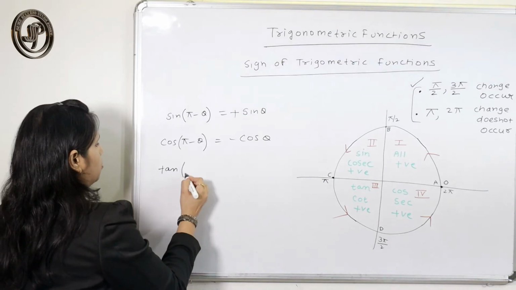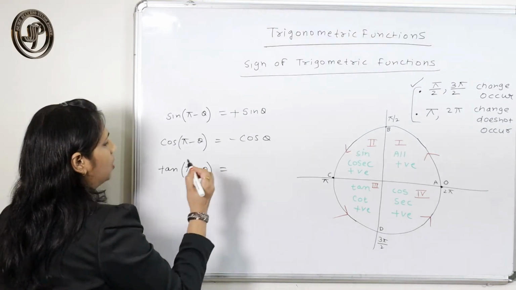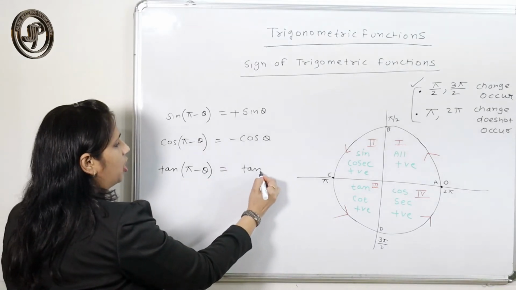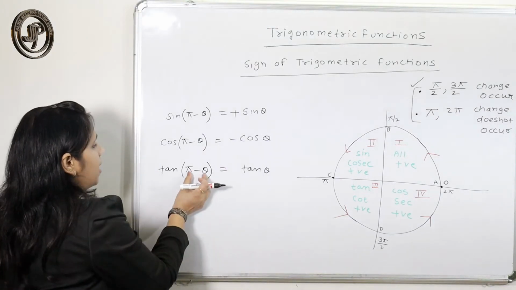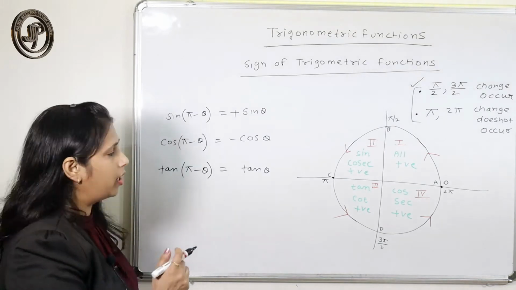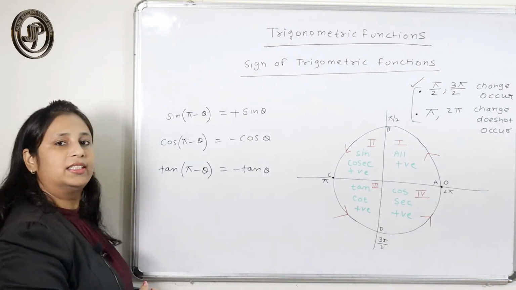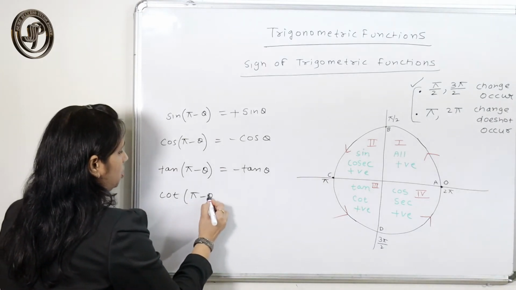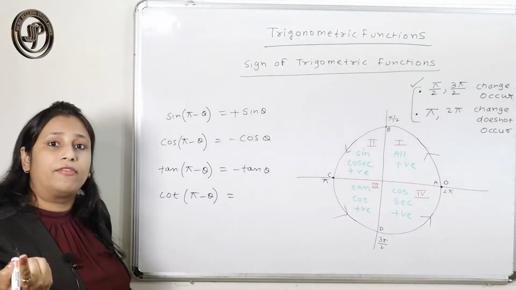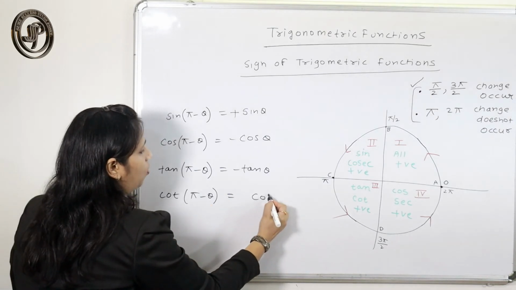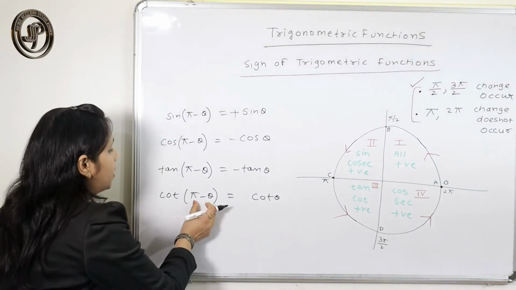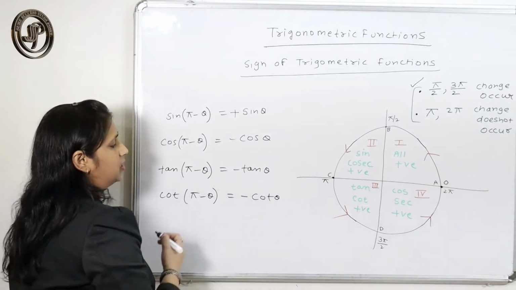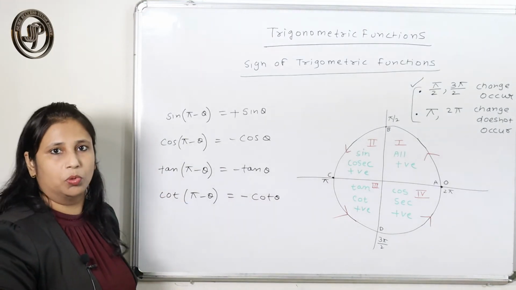Same way you can do all the trigonometric functions. You can write tan pi minus theta, change does not occur, tan theta. Pi minus theta means second quadrant. In second quadrant tan is negative. Same way you can proceed. Cot pi, if you see pi, cot will remain cot. Pi minus theta means second quadrant, in second quadrant cot is negative. Same way you can do.